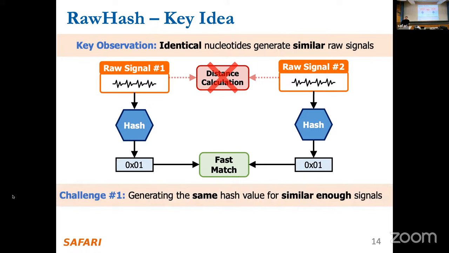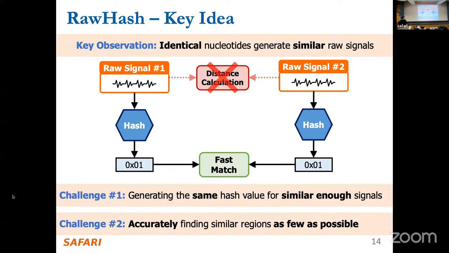But to achieve this, there are some challenges. The first challenge is that we need to generate the same hash value from similar enough signals, although these signals are different. If they are similar enough, we should be able to generate the same hash value to be able to match them. The second is that we need to accurately find similar regions, as few as possible. We don't want to unnecessarily increase the regions that we're finding if they are inaccurate.